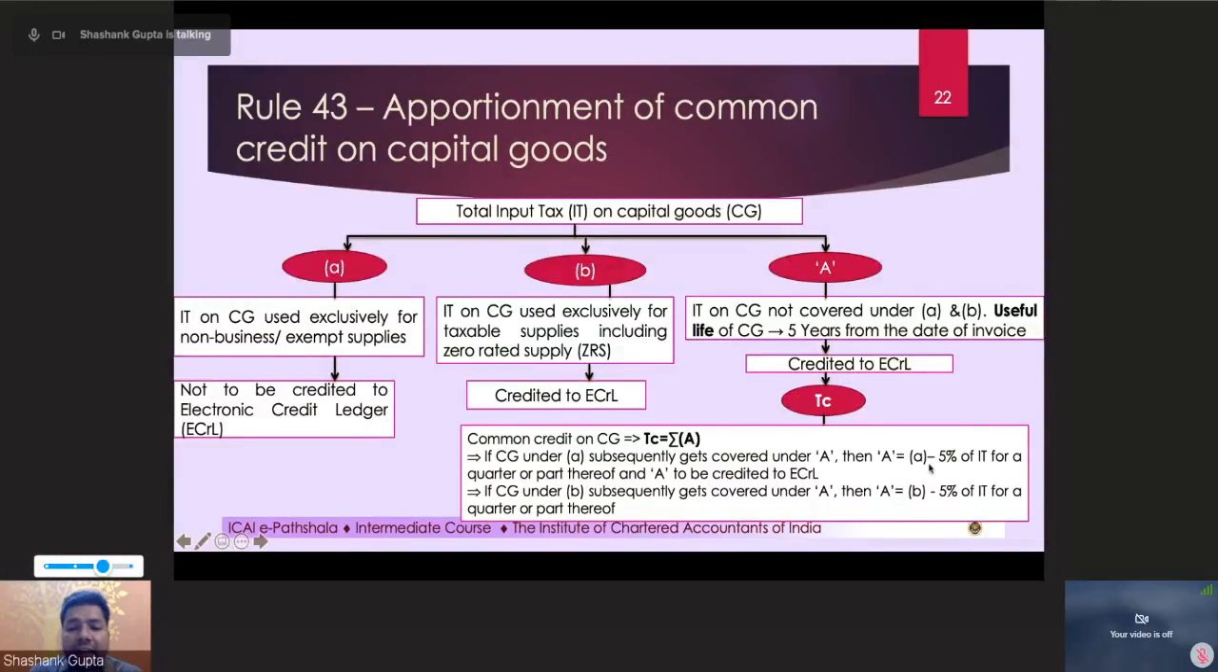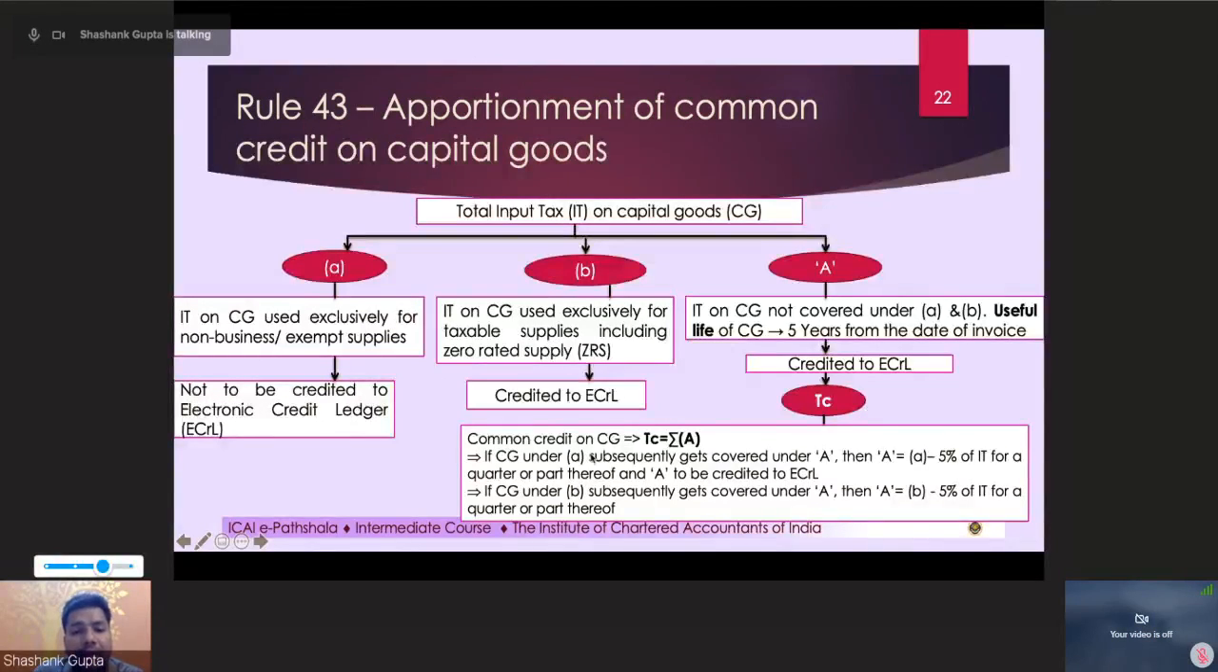We need to first take out what was the total credit on such capital goods minus 5% of input tax credit for a quarter or part thereof. So suppose this machinery was used here for 2 years from the date of purchase, and now it is being brought here. This means that here 2 years means 8 quarters, and 8 quarters means 40% of the input tax credit needs to be subtracted from the total credit, and the balance needs to be added here.